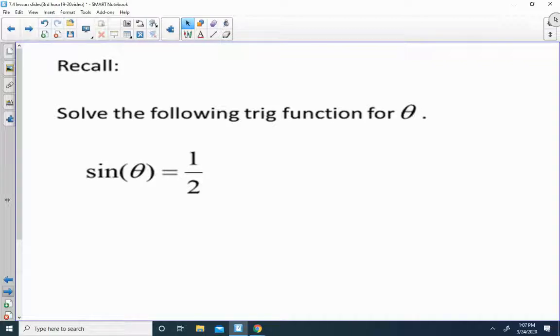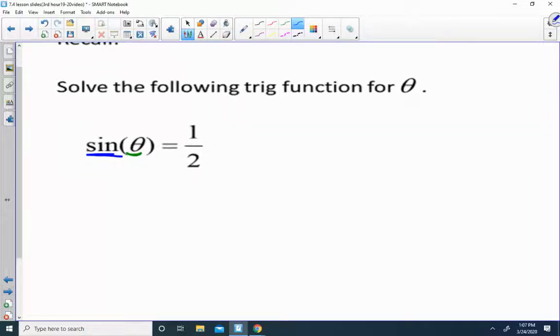So, before I start on the next example, I need to recall some information that might be useful. Let's say I give you sine of the angle and it's equal to 1/2, and let's say I need to get the angle by itself. In other words, I need to get rid of this sine somehow. And if you remember, the best way to get rid of sine and make it cancel out is to use its inverse.